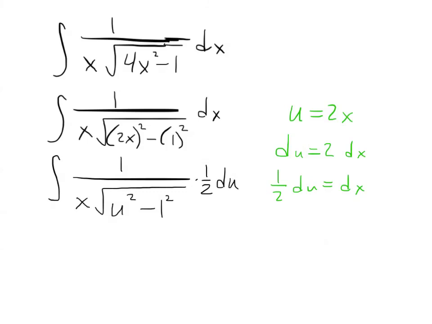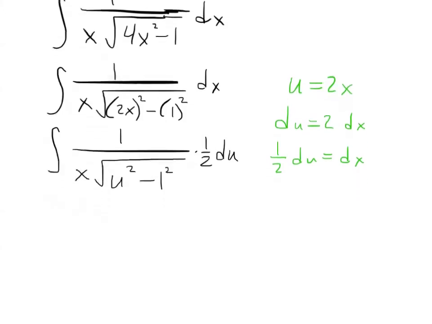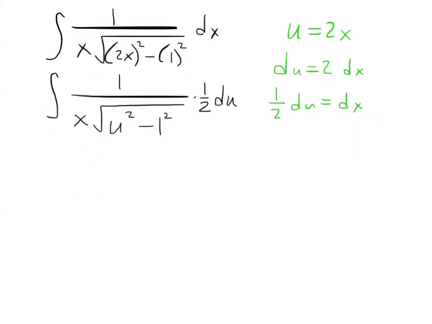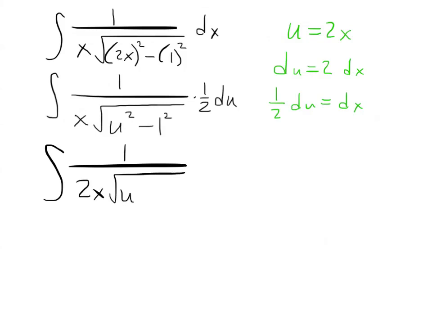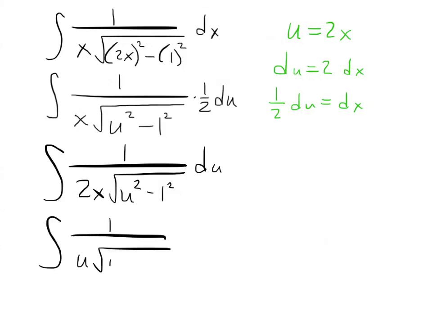Now, I've got a couple of issues. One, there's this 1/2, and we could pull that out front for sure, but the other issue is I've got this x here, and I need to somehow make that go away. What I'm going to do is kill 2 birds with 1 stone. If this x here had been a 2x, then I could replace it with a u. So instead of pulling this 1/2 all the way out front, I'm just going to take the 2 and multiply it to the bottom. I'll write this as 1 over 2x times the square root of u squared minus 1 squared du. And now that 2x can be changed into a u.